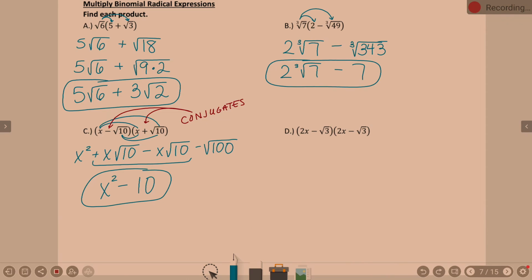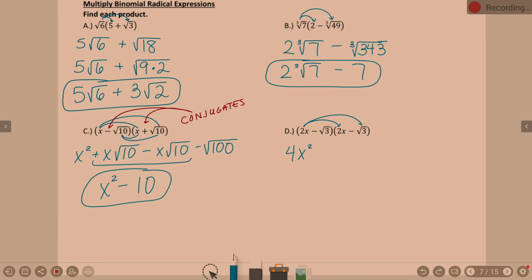D. Right here. What are we doing? Distributing. Distributing again. What's my first distribute? 2x and 2x. 2x times 2x is 4x squared. Good.